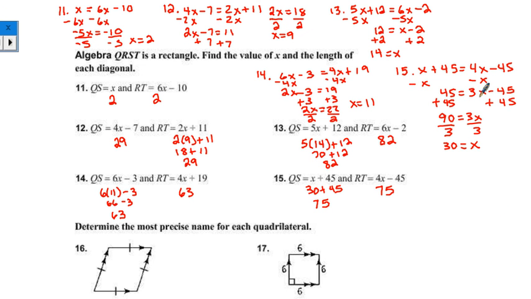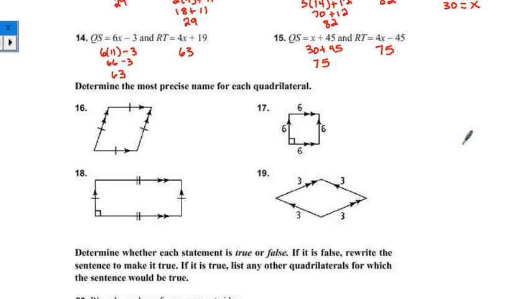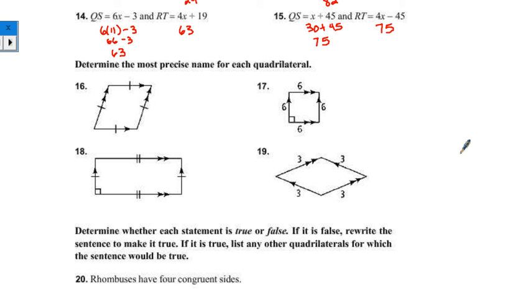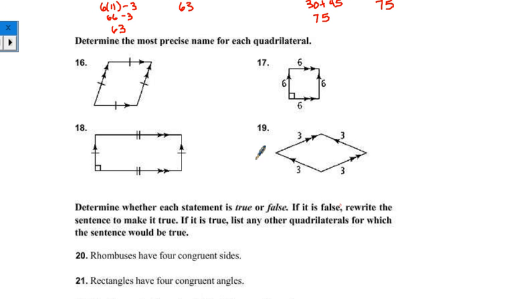So, the next one, you're giving me the name. It didn't ask for any reason, didn't ask for anything else, so the only thing you need on this one is going to be the name. When you have all 4 sides parallel, all 4 sides congruent, that's going to be a rhombus.